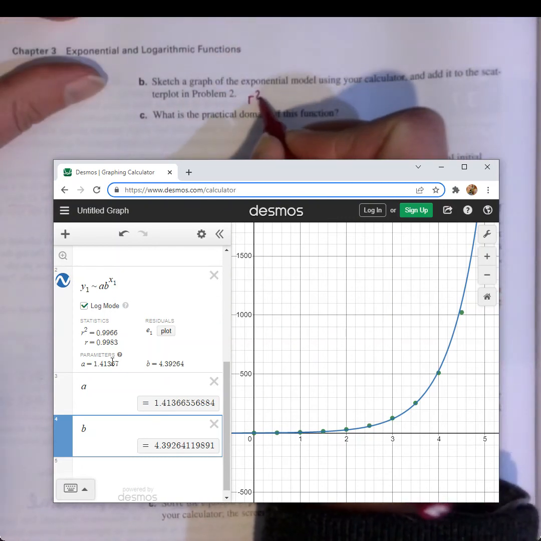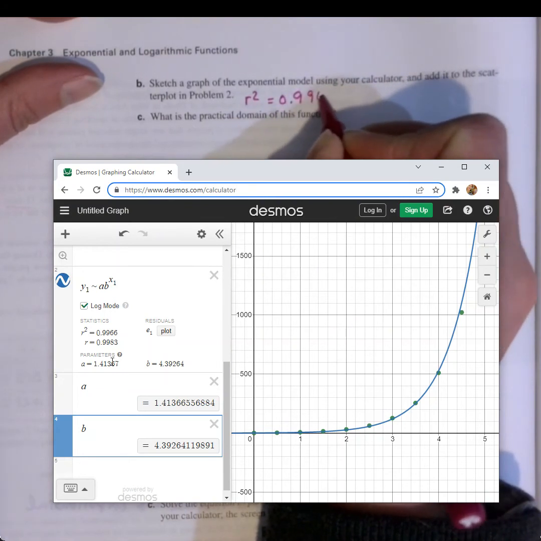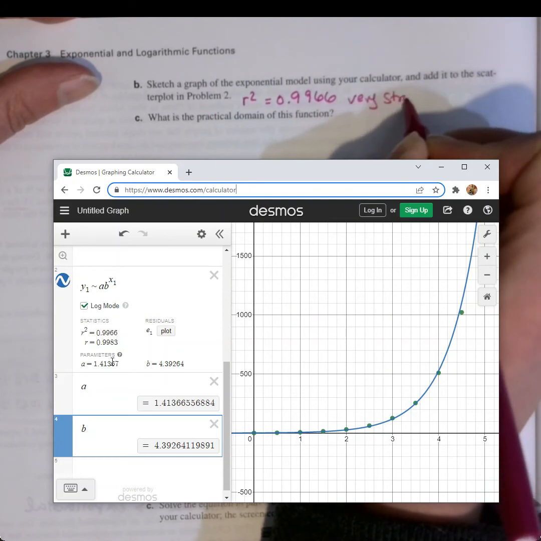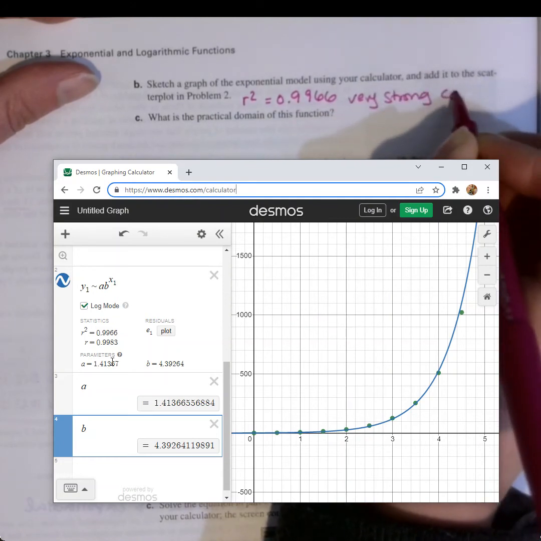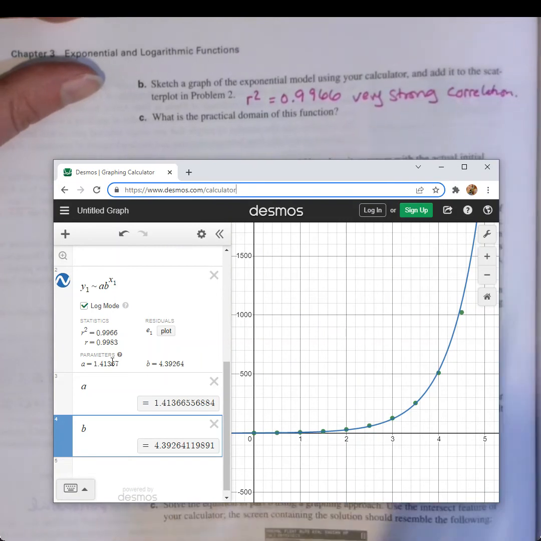So I'll make a note, my r-squared value is 0.9966, and so this is actually a very strong coefficient of correlation. This is very close to 1.